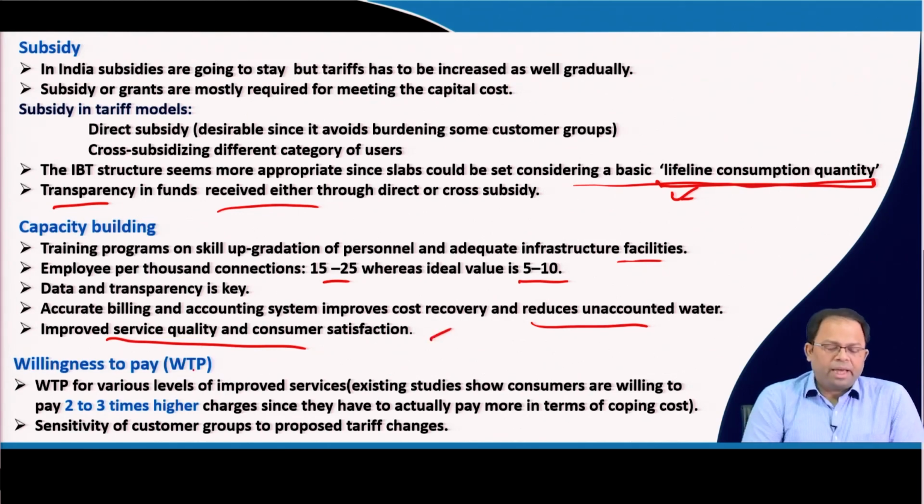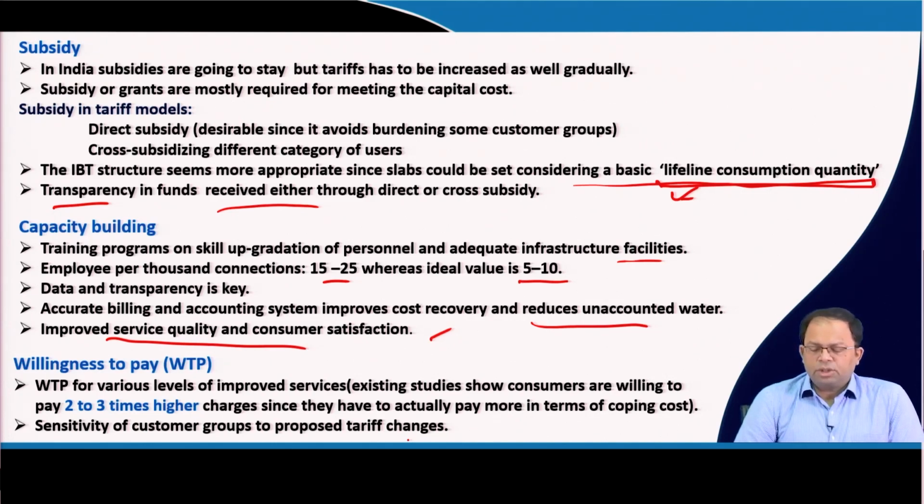So willingness to pay, or WTP, is the next dimension that also has to be considered. And what we see is WTP for various levels of improved services. We need to talk with people and find out how much they are willing to pay and what kind of improvements they want. So these are key to water supply service delivery in urban areas.